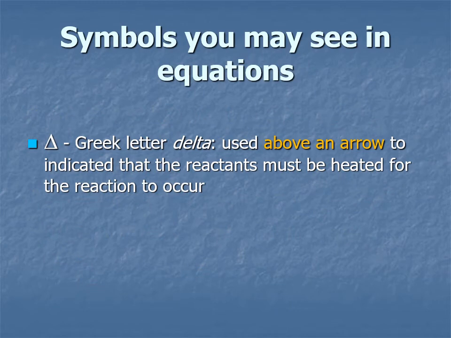There is a symbol that is used right here. It's a Greek letter delta. I believe it's an uppercase, as a matter of fact. And when you see this, typically it's above an arrow. And when it's above an arrow, it simply means that you need to heat it up. That could be from a Bunsen burner, an oven, an open flame of some sort, any heat source that would be required. But that Greek letter delta written above an arrow just means that you've got to heat it up.